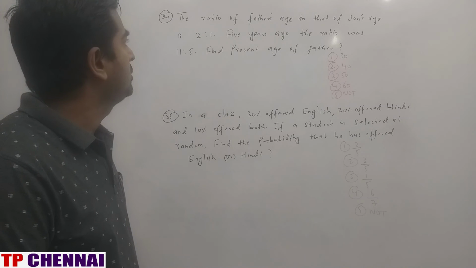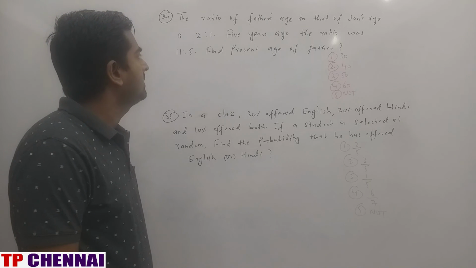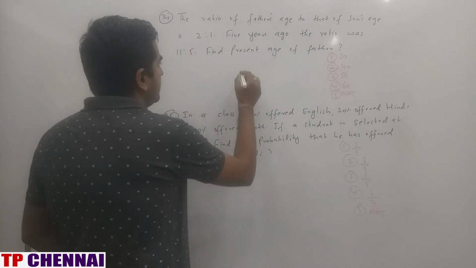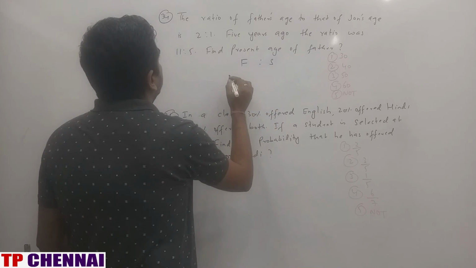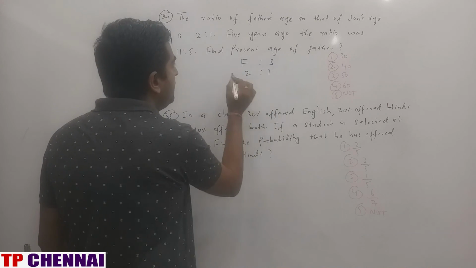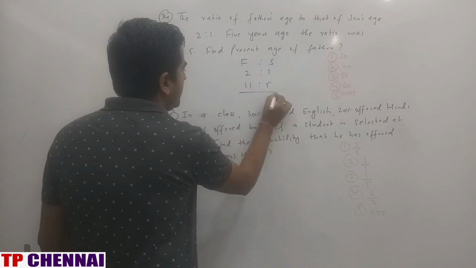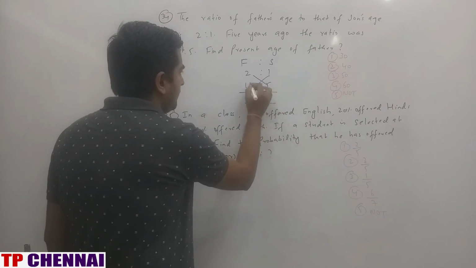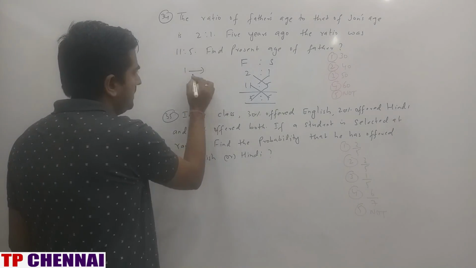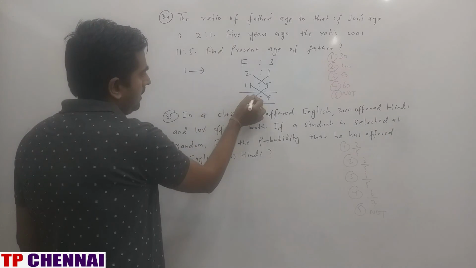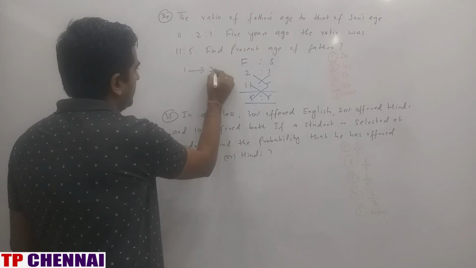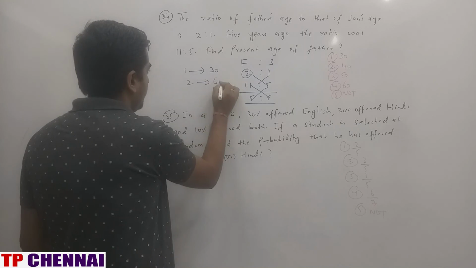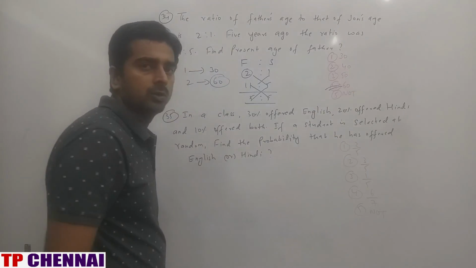The ratio of father's age to that of son's age is 2:1. 5 years ago the ratio was 11:5. Find the age of the father. Father and son, 2 persons are there. Ratio is 2:1. 5 years ago what was the ratio? 11:5. That means 5 years gap is there. Right? Do cross multiplication method. 11 minus 10 is 1, and this is nothing but 55 minus 45 is 30. Now what they are asking, find the age of father. Father is 2 parts, so 2 parts is how much? 60. So my answer is nothing but fourth option.